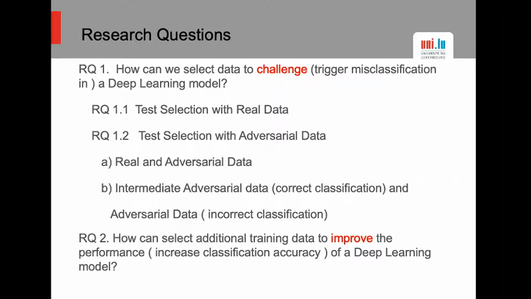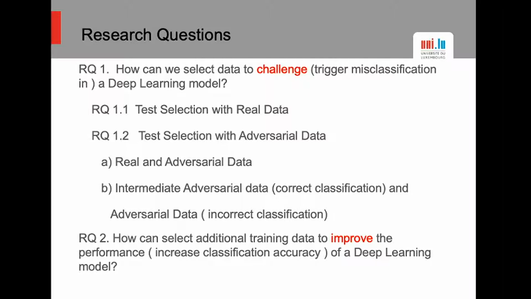For the second sub-research question, we also use the intermediate adversarial examples and the final adversarial examples from the attacking algorithm. We mix the real data and adversarial data and then compute the correlation. We also mix the intermediate adversarial data and the final adversarial data. The intermediate adversarial examples are still correctly classified, but the final adversarial examples are misclassified. The correlation is computed between the test metric score and the misclassification label.